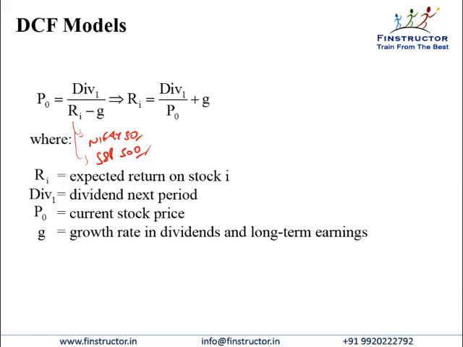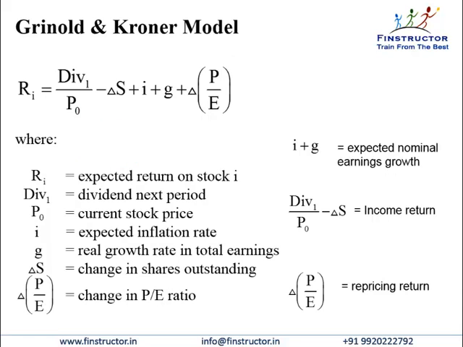So either forecast using statistical models, or if you have data available, you can use a DCF type model. A very important model that the CFA level 3 curriculum presents is called the Grinold and Kroner model. The model says that return is expected from any index in two forms. Either you receive dividends from the market or dividends from the stock, or you get capital appreciation.